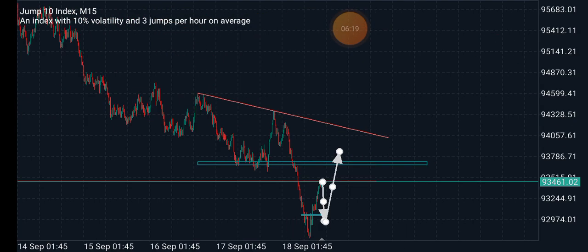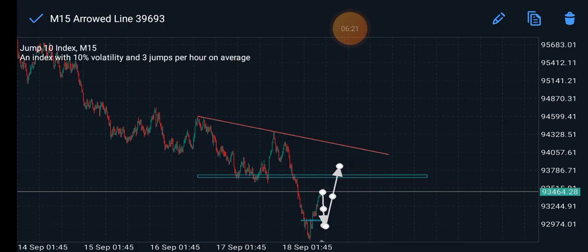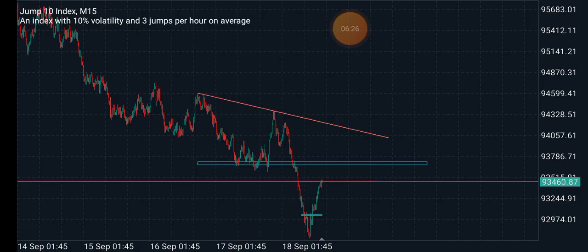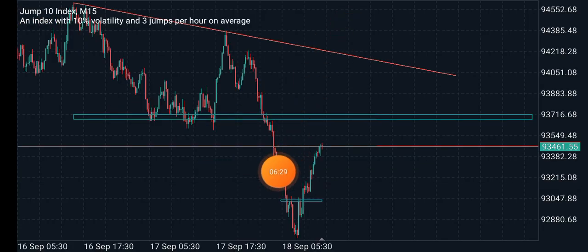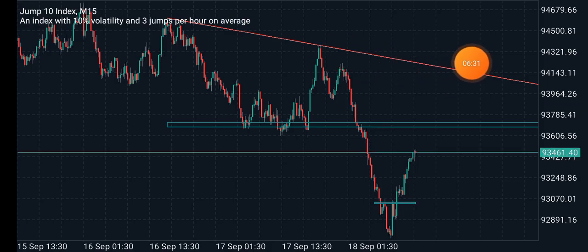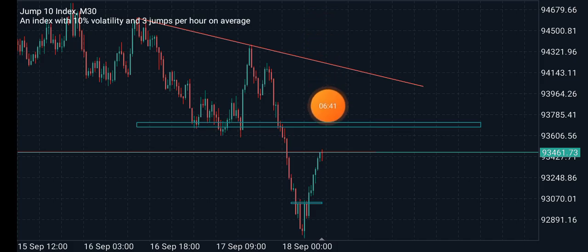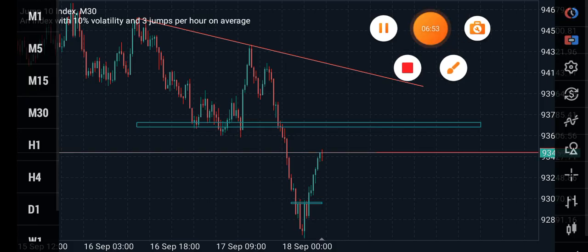Like I just explained, we are aiming towards the third touch on the trend line, or possibly the flip zone. Currently, as we talk now, the market is going up, and we are waiting for price to either make a third touch, or this, so that it can continue going down. So this is the analysis on Jump 10 as at now.